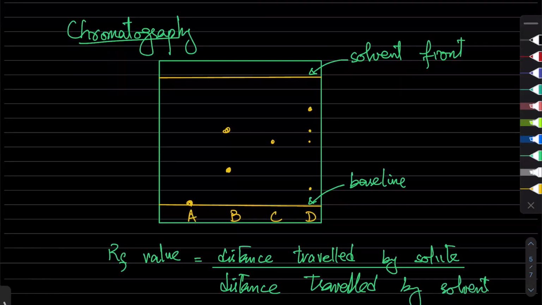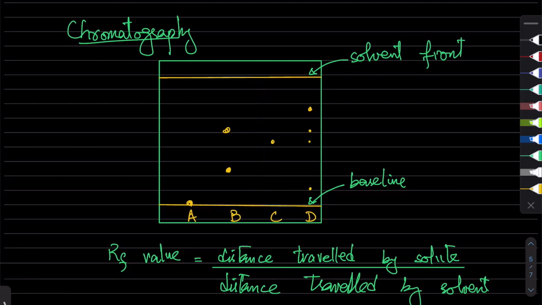Now, how do you measure it? They can ask you to measure it in the exam. Let's say they ask, what is the RF value of C? You will use a ruler and measure this distance. Remember to start at the baseline. So you measure this distance and then divide it by this distance.